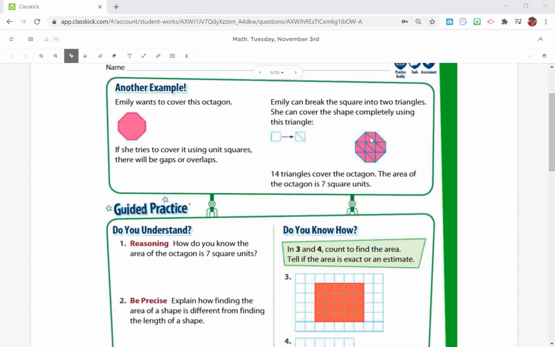1, 2, actually let me connect these. 1, 2, 3, 4, 5, 6, 7. If I connect 2 of them, I get 7 full square units.